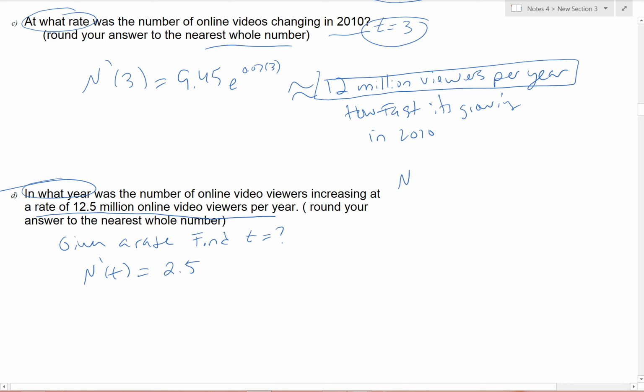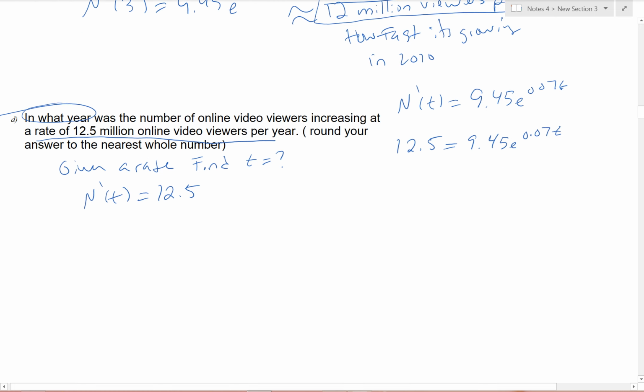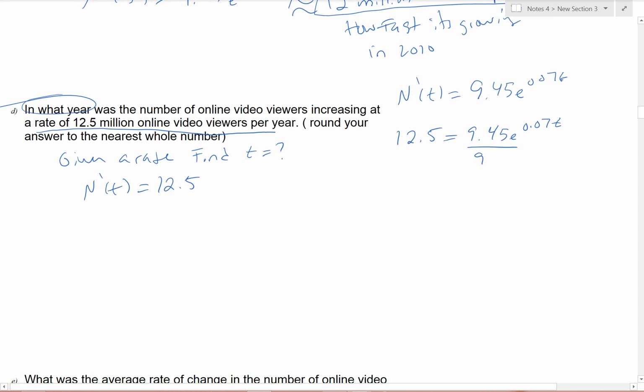So I'm going to write my derivative equation over here. The derivative equation was 9.45 e to the 0.07 times time, and I want to know when it equals 12.5. So I'm going to set 12.5 equal to 9.45 e to the 0.07 times time, and then solve for time. Just like before, we isolate the exponential function. The first thing I'm going to do is divide by 9.45, so we've got 12.5 divided by 9.45.